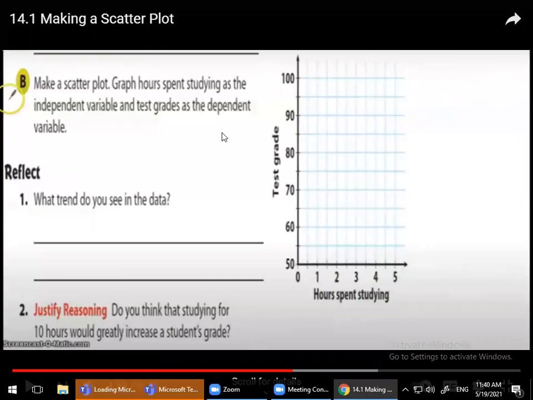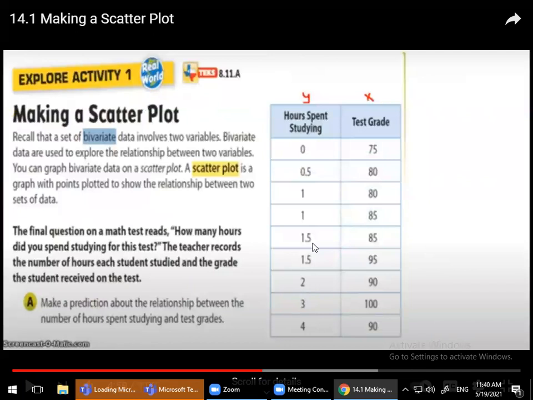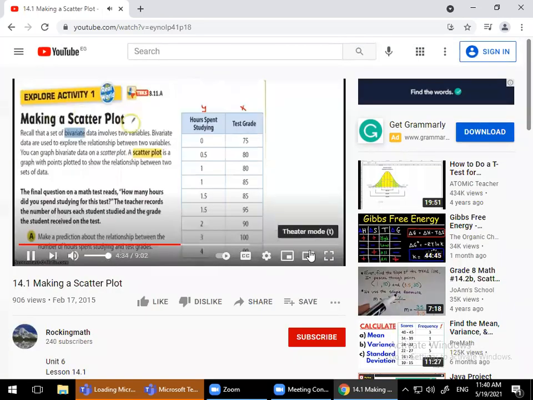Okay, so this is the second part of our lesson, where we make a scatter plot, graphing our studying as the independent variable and the test grades as the dependent variable. And we want to determine what trend you see in the data. So we have the data now here in this one, and we want to plot this data in the scatter plot.